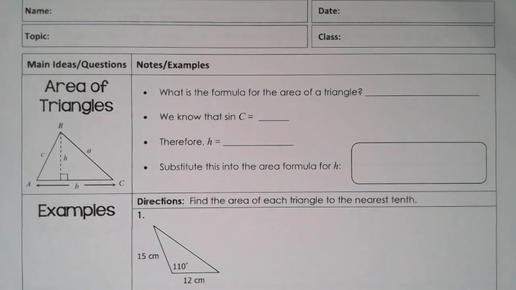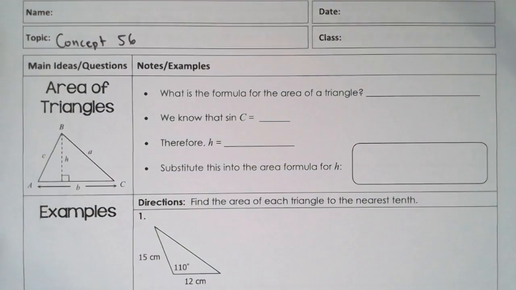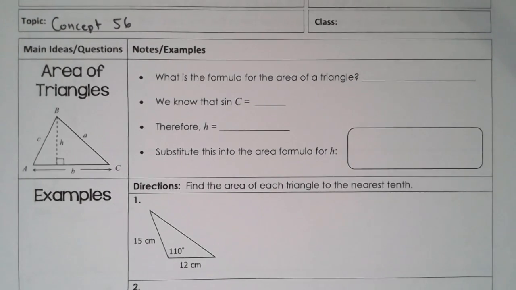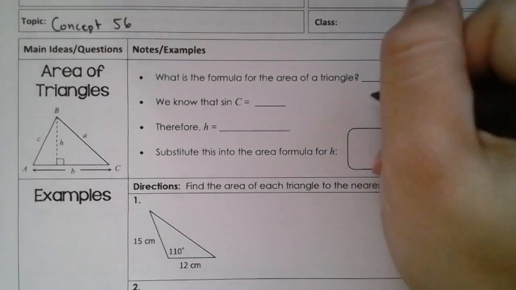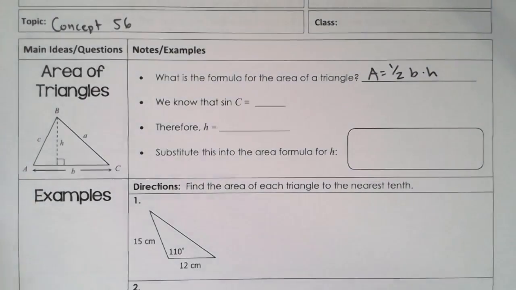Okay, so we have this here. So this is still the same concept. So it's concept 56 continued, maybe in a sense, part 2, whatever it is. And I really like this one because we're going to connect trig functions to the area of triangles. And you'll see how it falls in really neat. So what is the formula of the area of a triangle? Area is equal to 1/2 base times height. Okay, we know this, right? We've been working with this for years now.